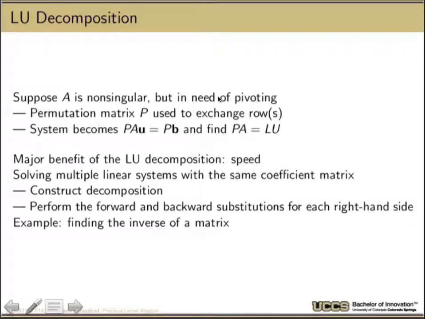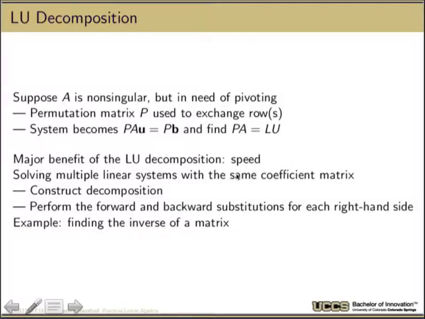Okay, so now let's come back to dealing with pivoting. So suppose A is non-singular, but it does need some pivoting to make this work. Then a permutation matrix can be used to exchange the rows. So we can think of a permutation matrix times Ax equals a permutation matrix times b. And then we'll find that P times A equals LU. And in fact, P can be a permutation that does all the permutations we need to put all the columns and rows in the right order.